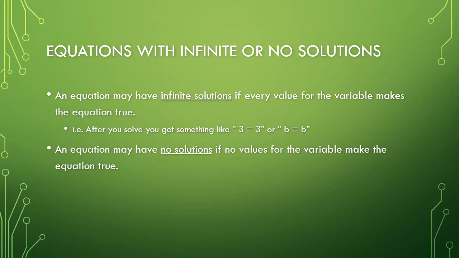An equation may have no solutions if there is not a single value for the variable that makes the equation true. And when we're solving equations, we can recognize that if we get an answer like 2 equals 4 or 0 equals 10, where the number is set equal to something that it's not equal to. If that happens, then we have no solutions.